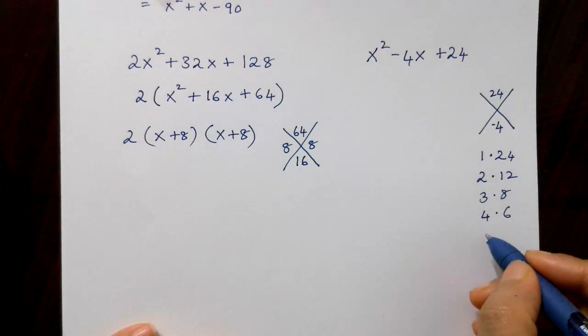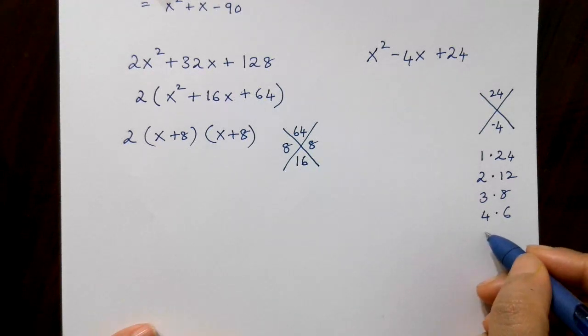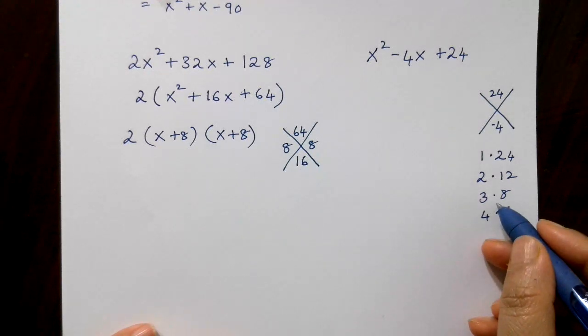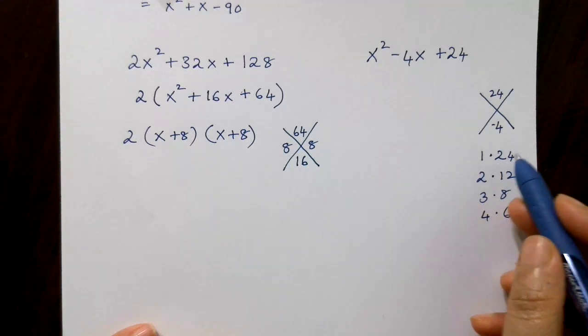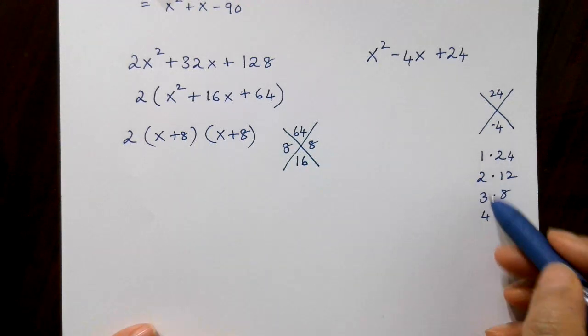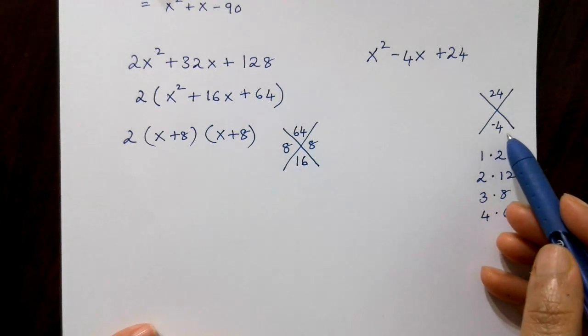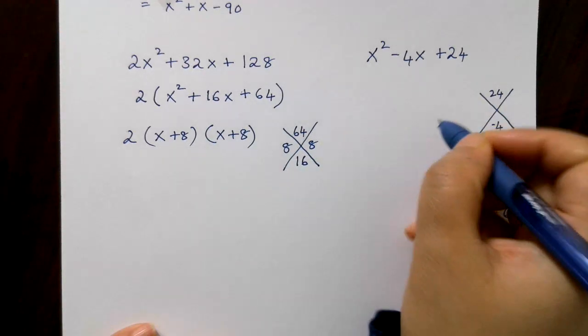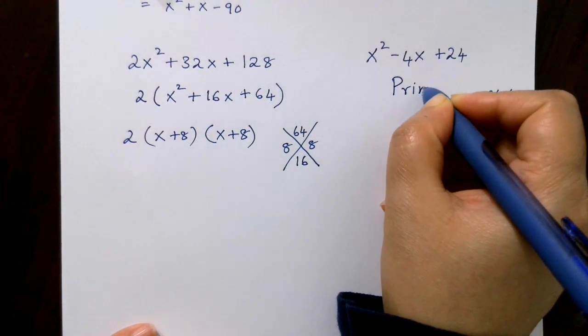Now if we move on, we end up with the same factors because 6 times 4 is the next pair, and then you'll get 8 times 3, then 12 times 2, then 24 times 1. We get the same pairs again, and none of these pairs give us a negative 4 when we add or subtract the numbers. So in that case, you say this trinomial is a prime trinomial.